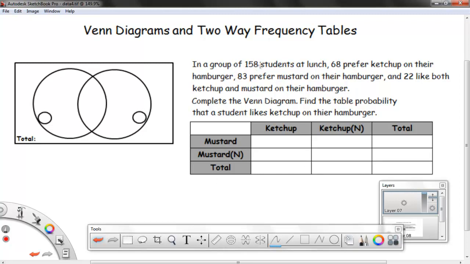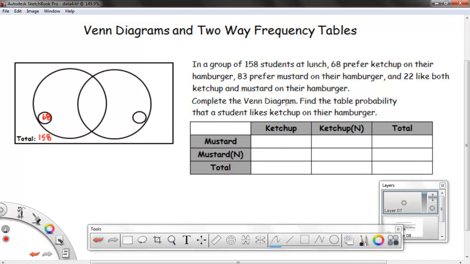We know that we have 158 students at lunch, so I'm going to put 158 right there. Now it says 68 prefer ketchup on their hamburgers, so that includes not only the ones that don't like mustard but like ketchup, but also those that like mustard and ketchup. So that will be a column total. So we're going to type in 68 right there.